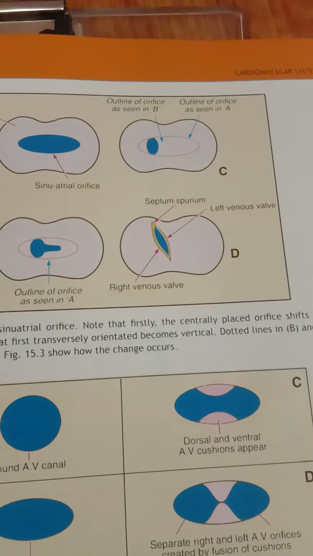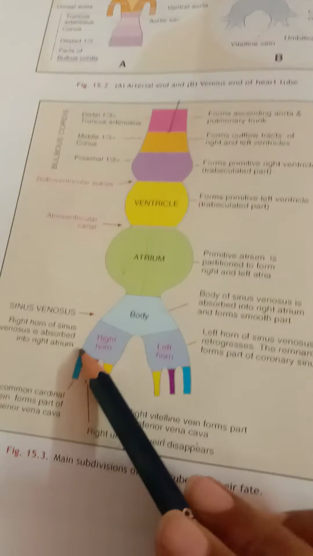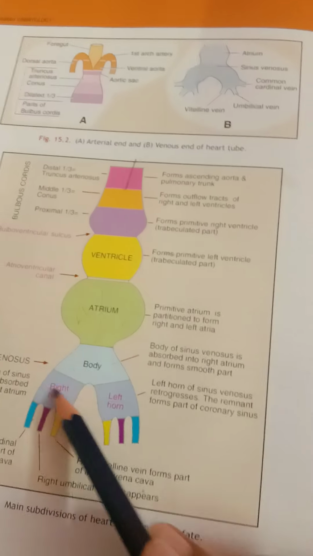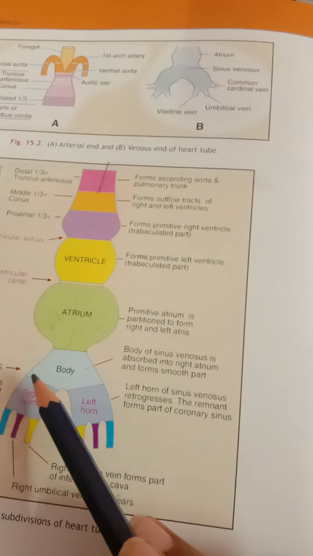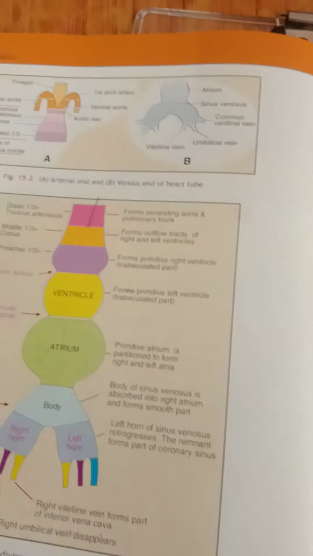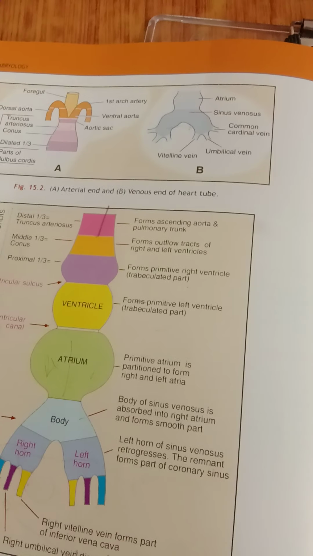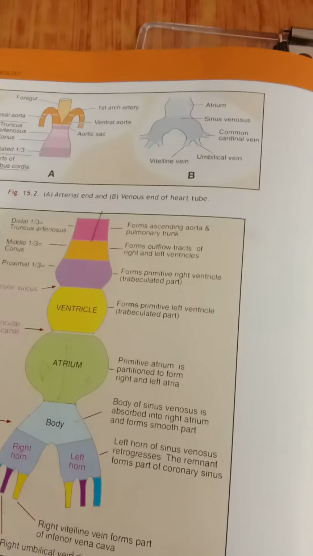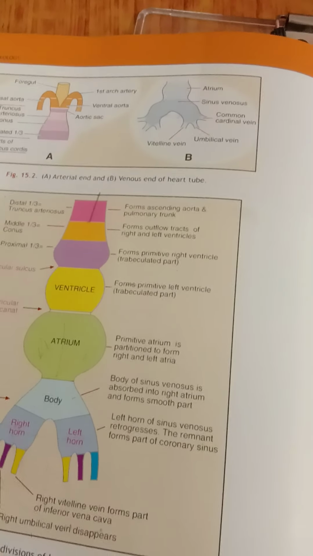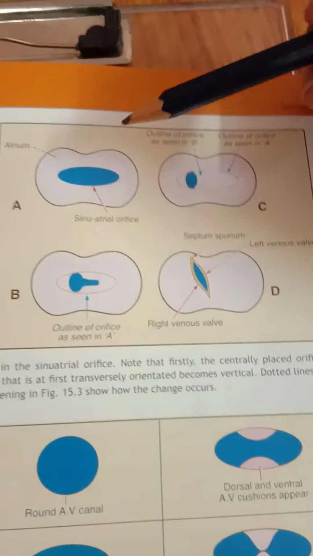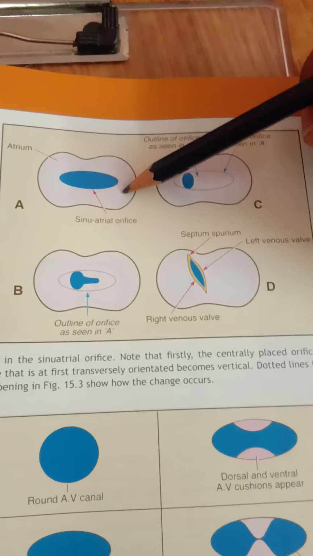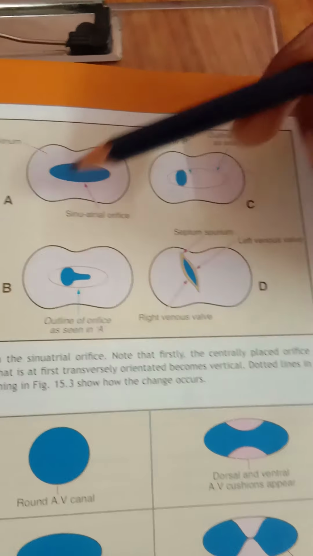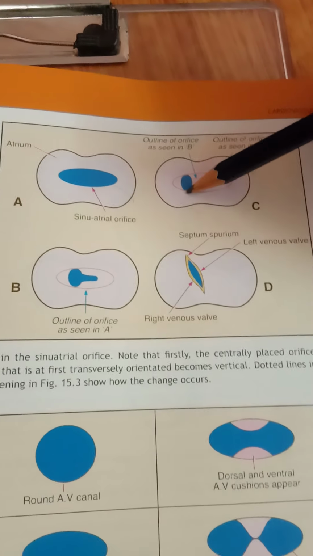So actually the sinus venosus, if you remember, this is the sinus venosus, right? The sinus venosus and the primitive atrial chamber both have a narrow opening and shift towards the right, and the right and left venous valves are also formed. Actually what it means is, first you can see this is the SA orifice, the sinoatrial orifice. It moves towards the right side. So you can see this is the right side, this is the left side. First it is like a central structure, next it moves towards the right side.